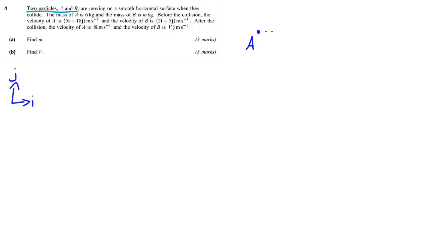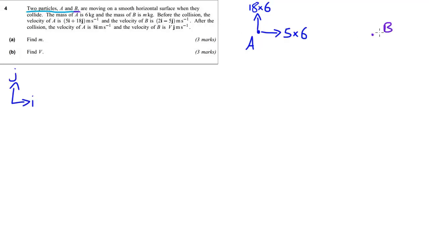So what do we have? Going this way, we have momentum of 5 times 6. The speed times the mass gives you the momentum, and going upwards we have 18, also times 6, to give us that. And then we have particle B. So let's do that over here. Let's label particle B there.